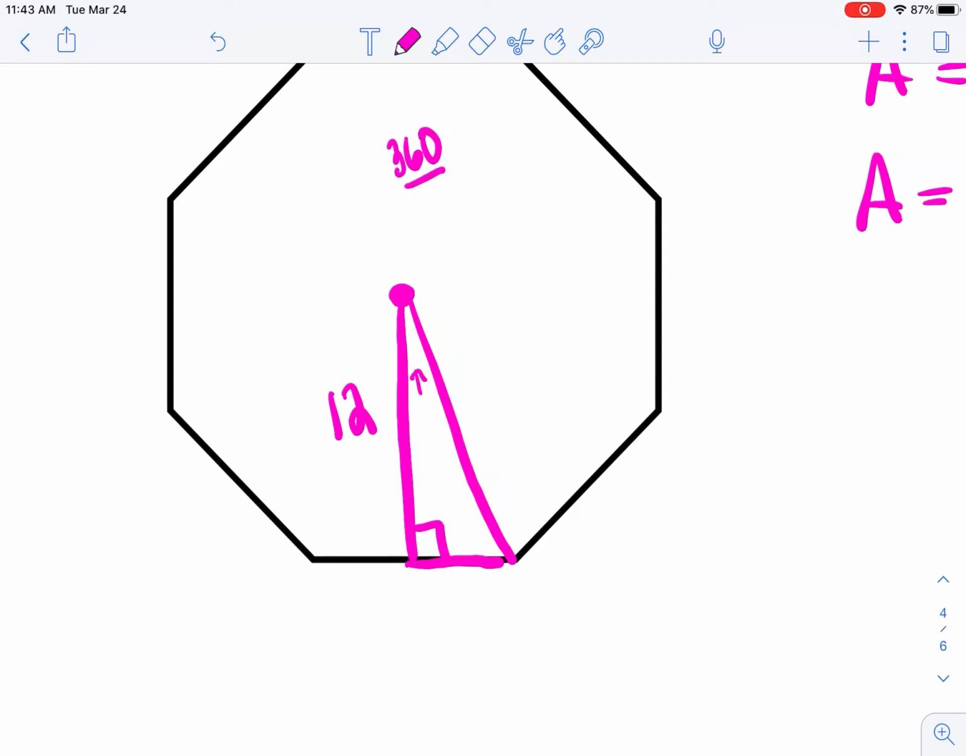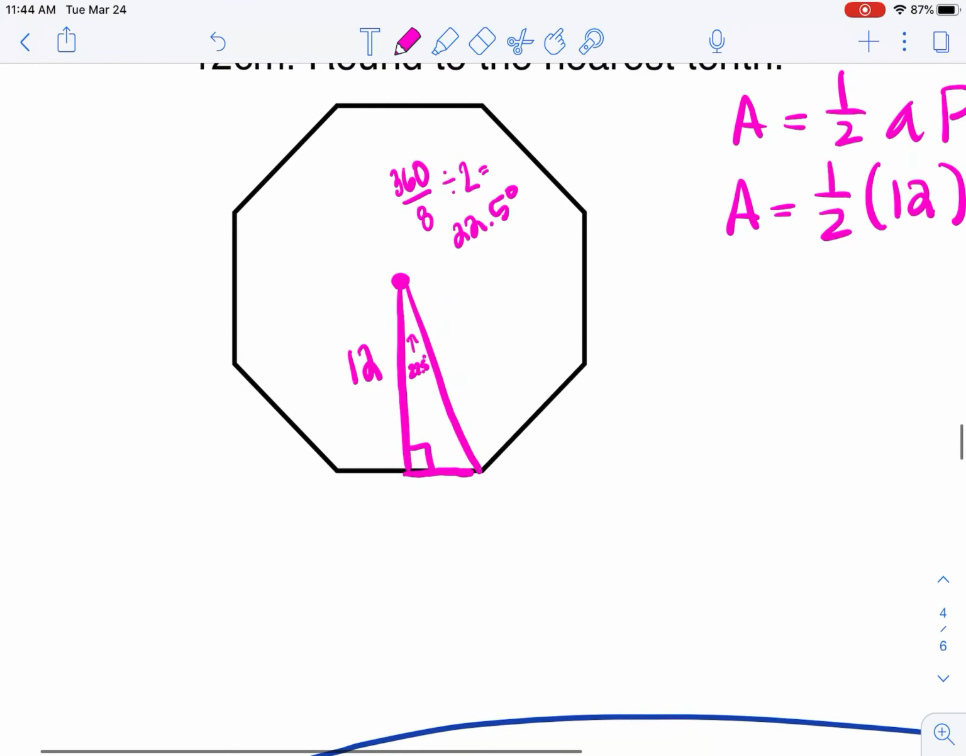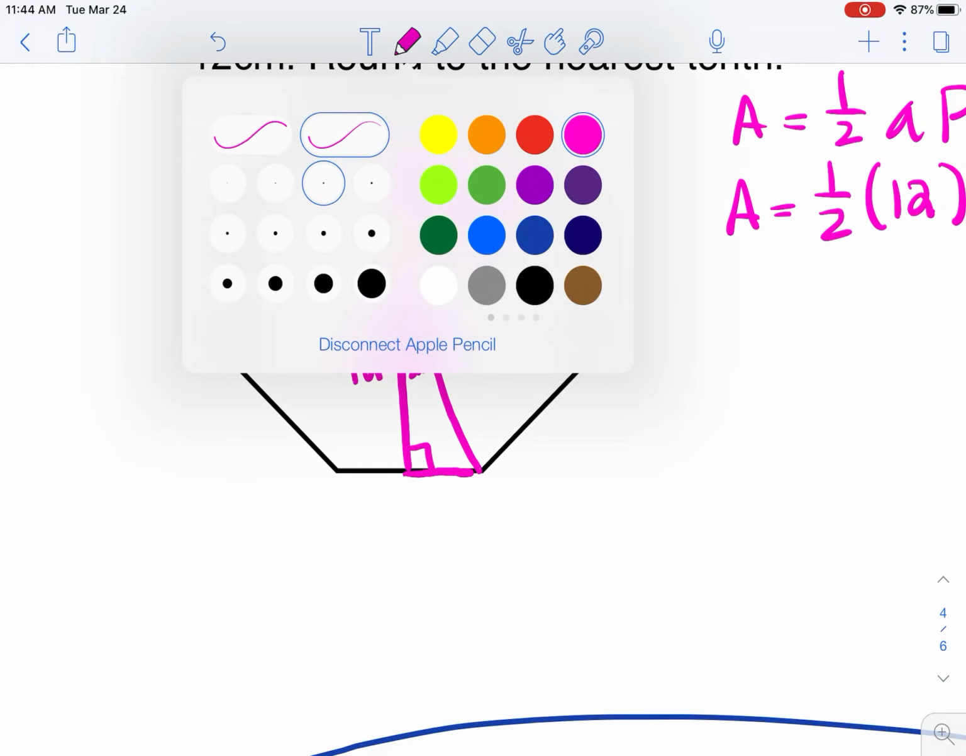I'll find this angle because I can always find that. 360 divided by, this is an octagon. It has 8 sides, and then divide that answer by 2. So I'm going to do 360 divided by 8 in my calculator. I get 45, and then I'll hit divided by 2, and I get 22.5 degrees. So I know this angle right here is 22.5 degrees.